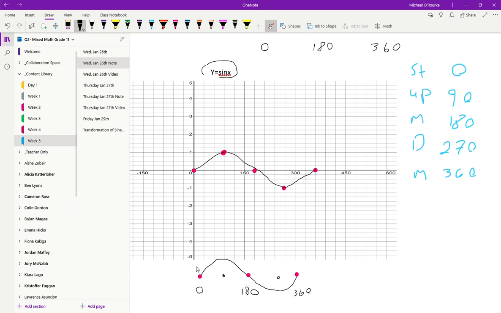Is it always a difference of 90 degrees? Yes. For us right now, yes. If you were to take grade 11 university functions, they'll start playing with the period. But for our period, we're always doing a 360 degree period, which makes all these changes in direction at 90 degrees. Okay?